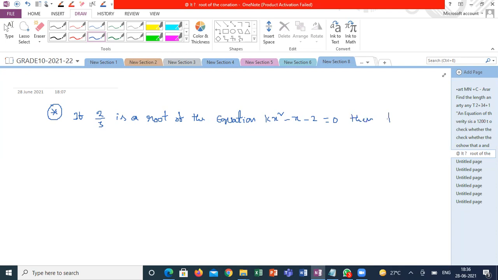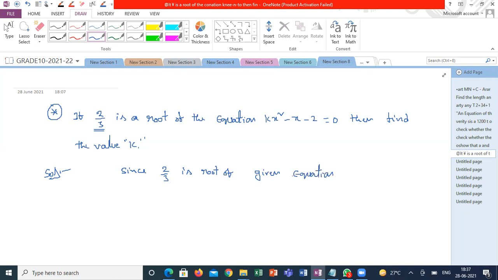How to do this question, guys? Vaishnavi, can you? So it is already concluded that 2 by 3 is a root. So what you have to do? Sir, we have to substitute 2 by 3 in the place of x, sir. 2 by 3 is a root of the given equation. Substitution of 2 by 3 in the root will satisfy the equation, correct?